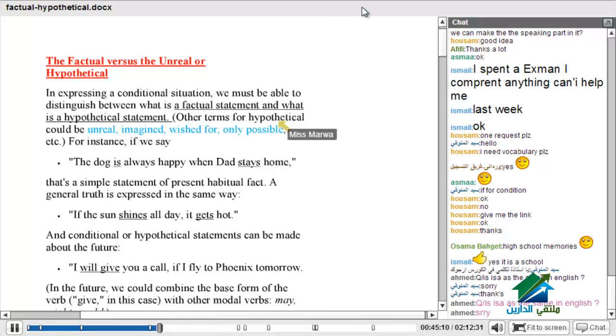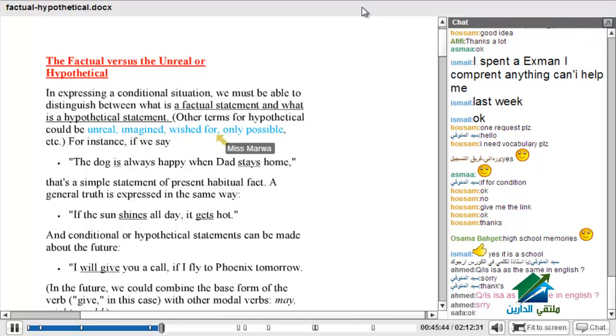Other terms for hypothetical could be unreal, imagined, wished for, or only possible. For instance, if we say things that are unreal, imagined, wished, only possible, we call them hypothetical statements. Okay? Of course. Factual is something real, not unreal, not imagined, not a wish, not just only possible. Please concentrate, because if you understand this, you won't find any difficulty with F after that.